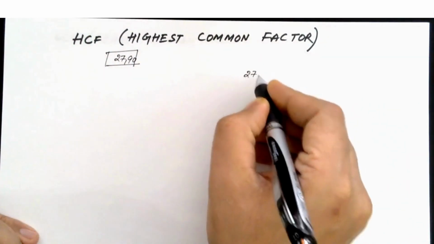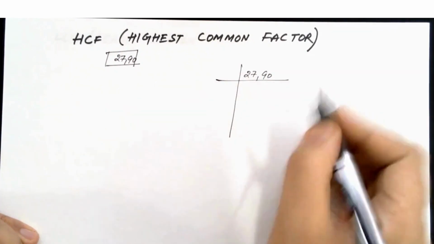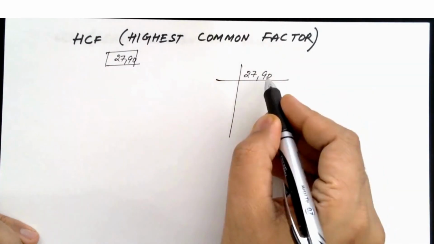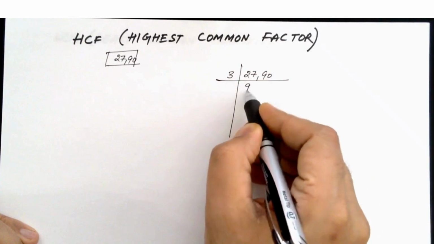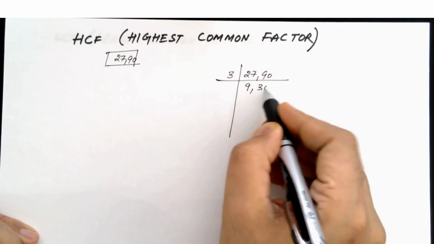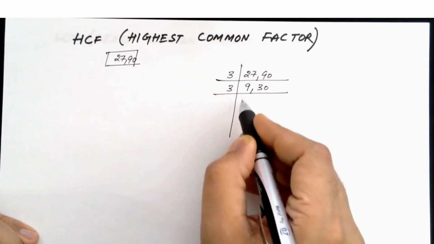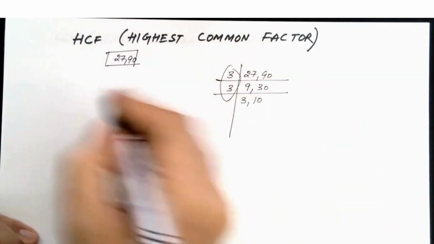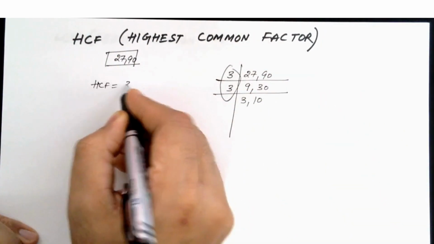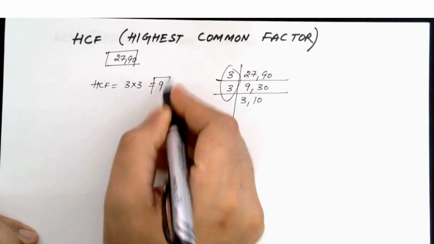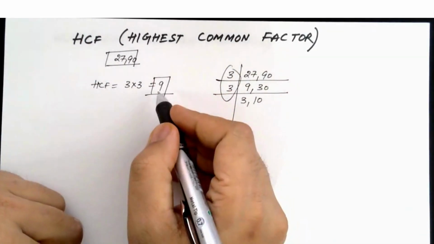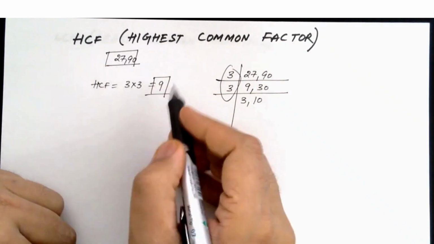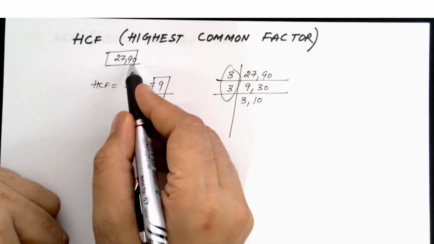Let's use this method to find the HCF of these two numbers. We start dividing by the common prime factor. We can see 2 is not common but 3 is common. We divide by 3 and we get this, and further we divide by 3 we get this. You can see here there is no further common factor, so our HCF is 3 into 3 which is 9. This is a common factor between 27 and 90 both. Basically this 9 can divide 27 as well as 90.